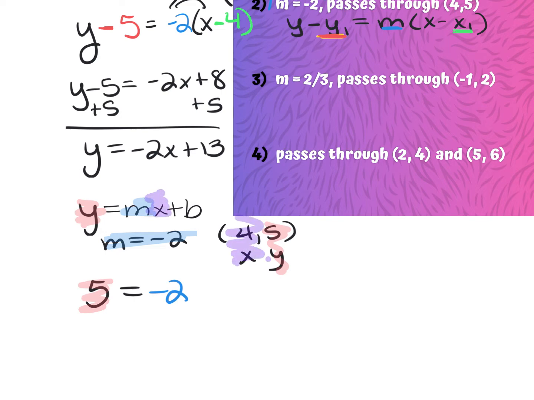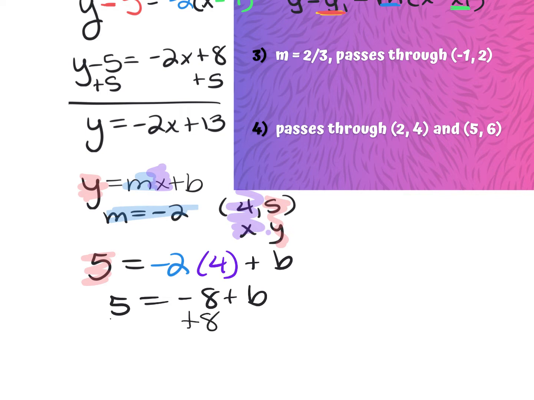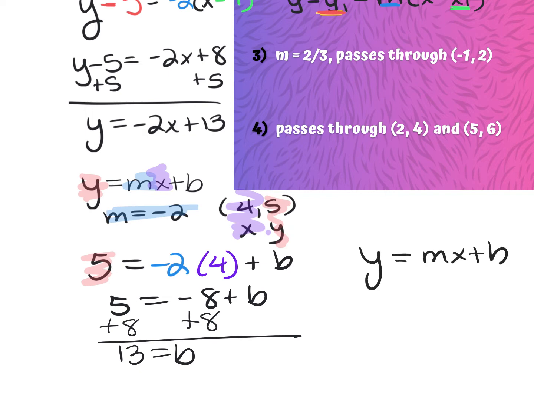Right here, and I'm solving for b. So plus b. So then I'm going to get 5 equals -8 plus b. I'm going to add 8, and I get 13 equals b. But now I need to take that newly found b and the slope and plug them in. So this b, along with this slope, go here and here.